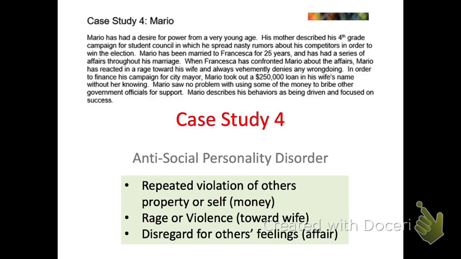Remember, antisocial disorder can be violent, and they do things without regard to other people's feelings or future. They could easily commit murder and wouldn't have any remorse. So that is why Mario is antisocial personality disorder, okay? Moving on to case study 5.